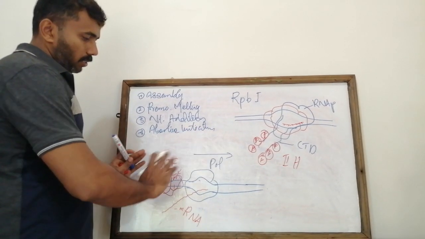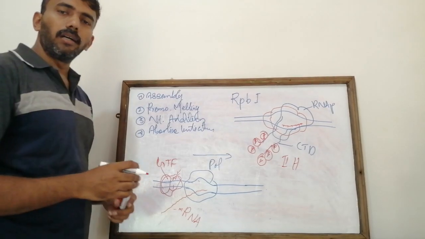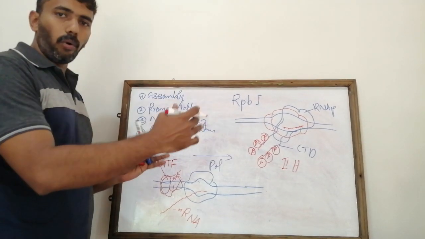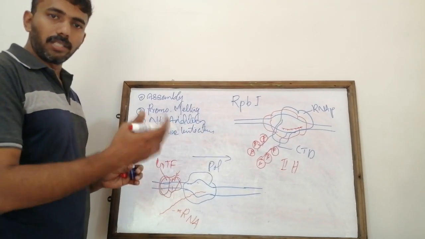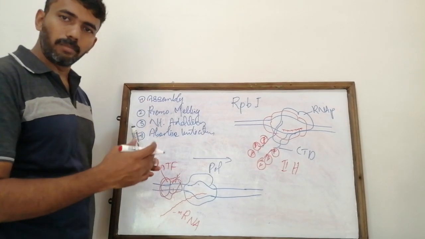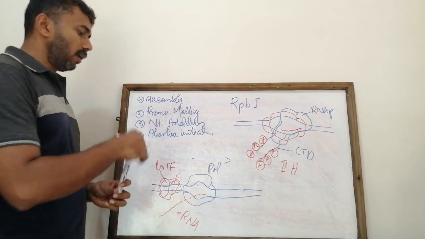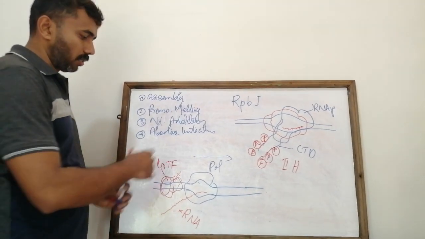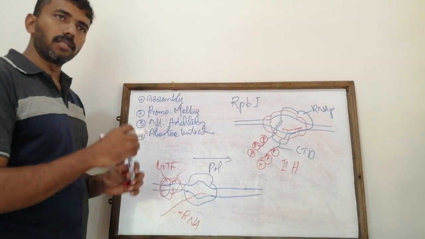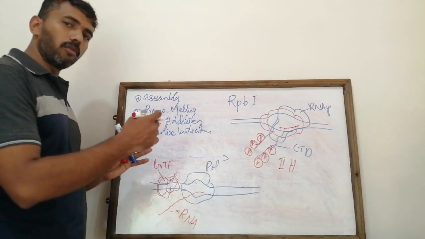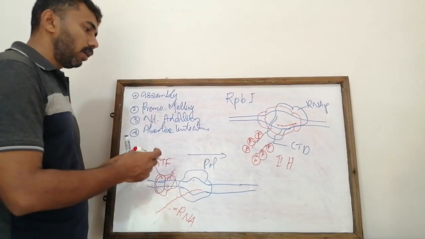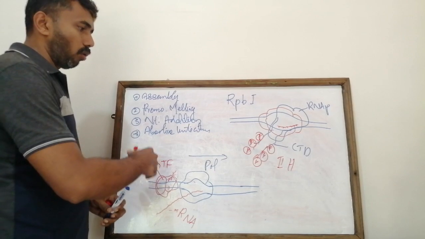This will continue until a certain point we call the termination site. In fact, there is no specific termination site, but still there are certain sequences. Until then, this will continue synthesizing like this. There will be a comparatively faster movement, with around 50 nucleotides added per second to this complex for the movement.